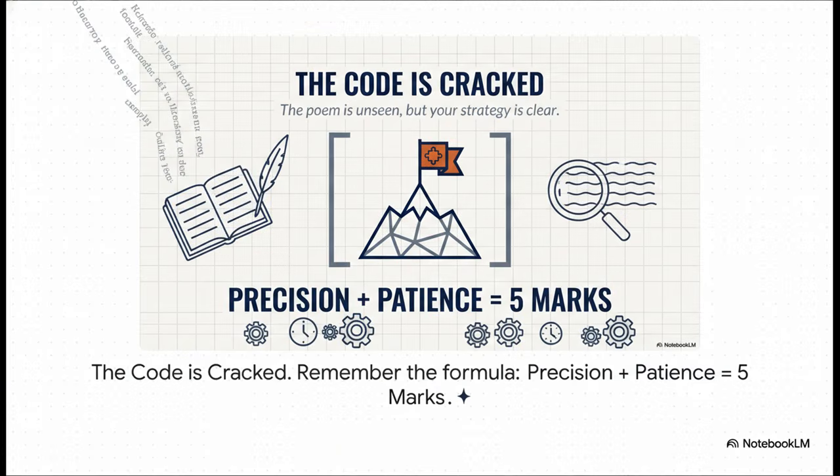So there you have it. The code is cracked. The poem they give you might be unseen, but your strategy is now crystal clear. Just remember this simple formula. Precision plus patience equals 5 marks.